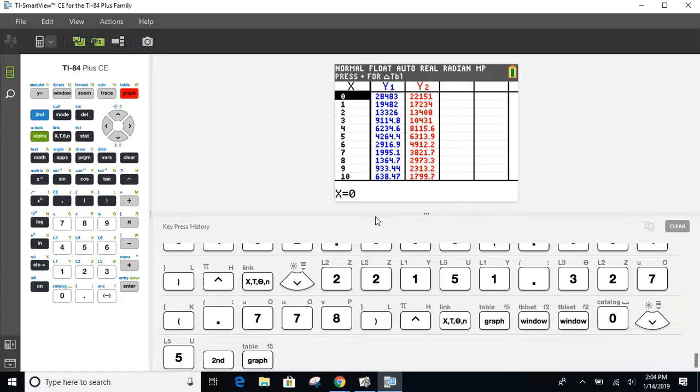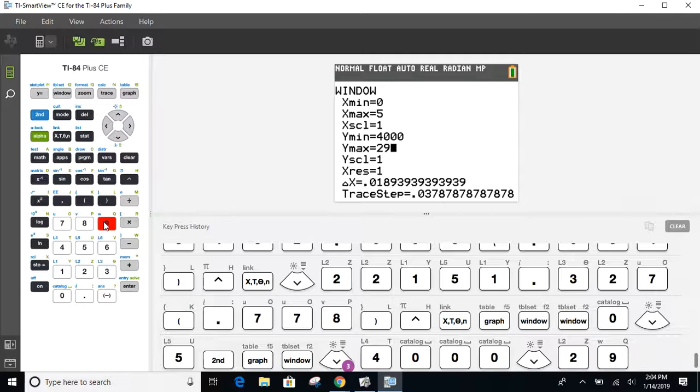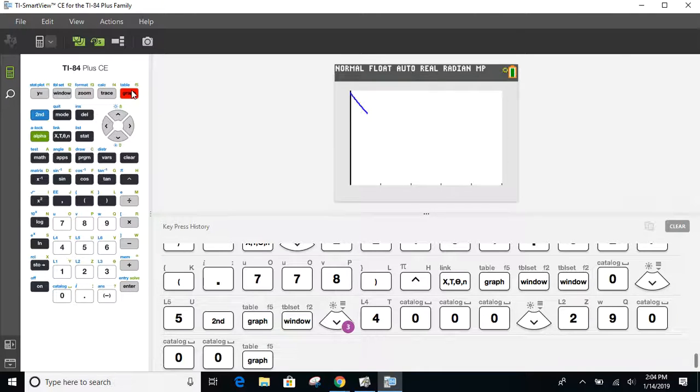Okay, let's see. So window, y min, 4,000. Y max, what did we say? 29. Hey, you know what? And if you can't see it, okay, you can go back and adjust it. You know, it's not a one and done. Oh, there you go, Gabe. There you go.